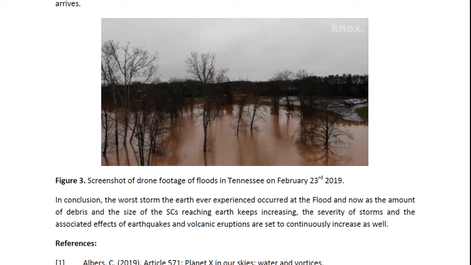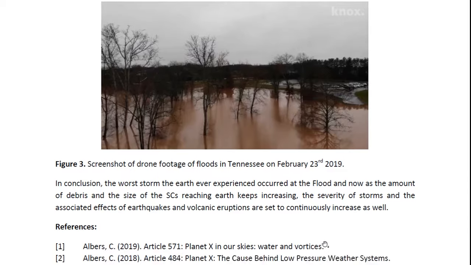And now as the amount of debris and the size of the stellar cores reaching Earth keeps increasing, the severity of storms and the associated effects of earthquakes and volcanic eruptions are said to continuously increase as well.